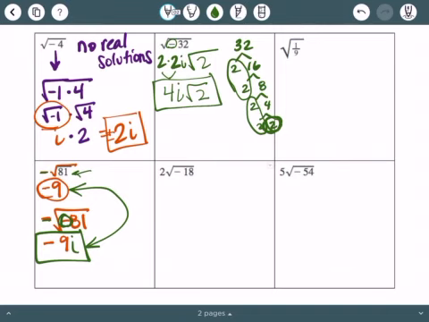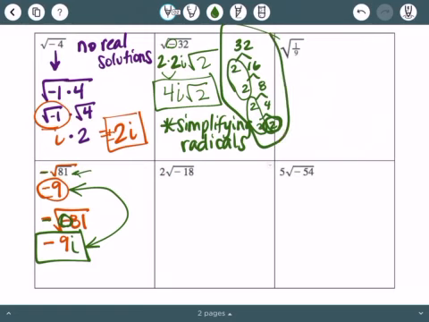Feel free to Google simplifying radicals. That will help you find videos if this process is still tricky for you. So that is what you should Google if you need some help there. There's a couple more examples, so we'll work through them.